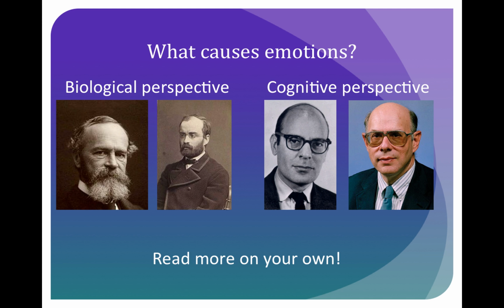So that's Schachter-Singer's cognitive labeling theory. There are other theories. Lazarus's appraisal theory, which your book talks about, and a number of other ones. Again, I'm not going to go into great depth here, but the point is that the biological perspective says behavior first, emotion second. The cognitive perspective says cognitive interpretation first, emotion and behavior second.